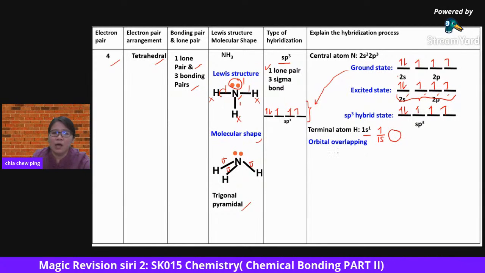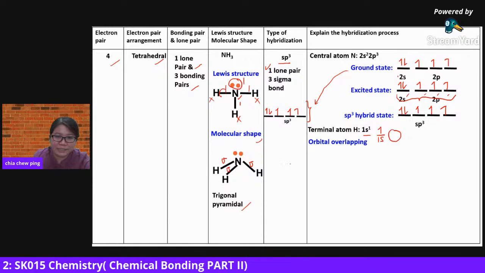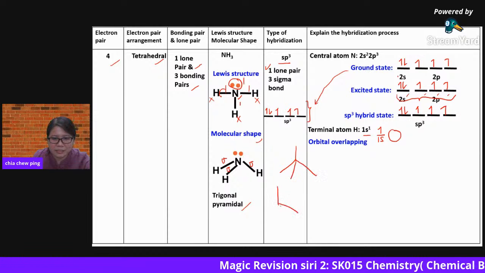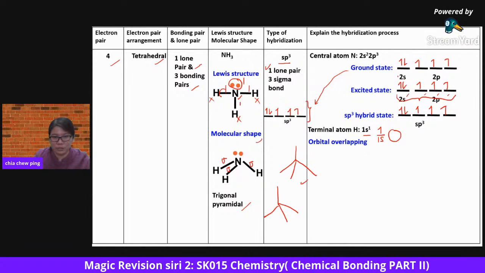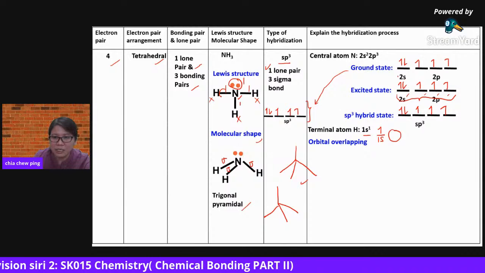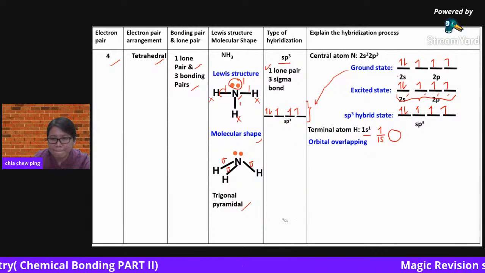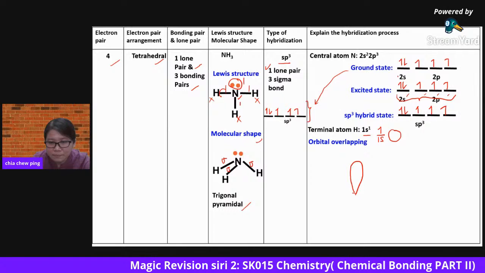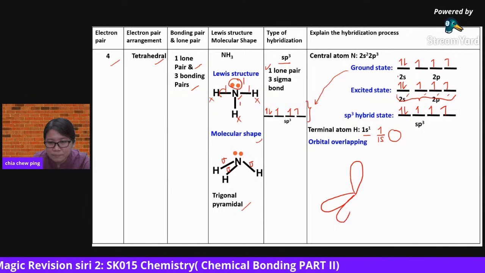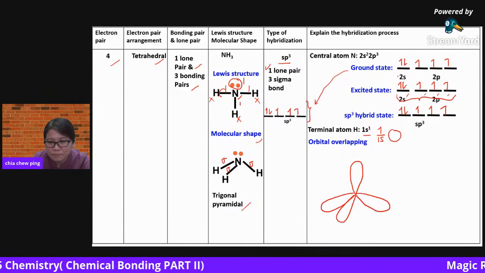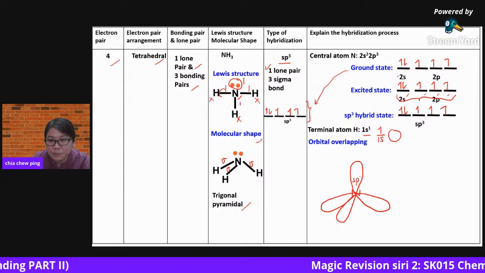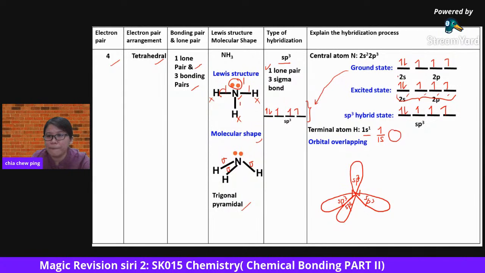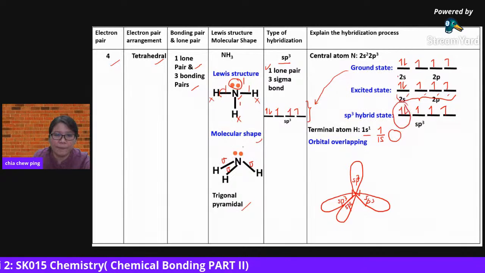Okay, now I will draw the orbital overlapping for the trigonal pyramidal. As you know, the trigonal pyramidal shape is like this, or like this. So you just follow your molecular shape. Okay, now I will draw the tetrahedral. Okay, so make sure you label the N and sp3, sp3, sp3, and the sp3. So one sp3 is a lone pair. So the lone pair is located at the top side.